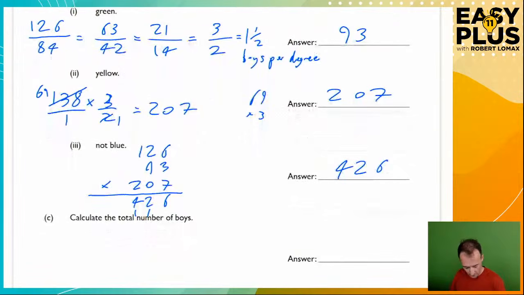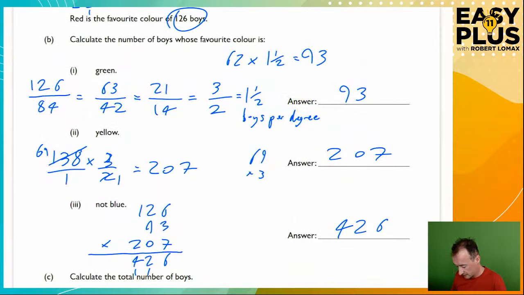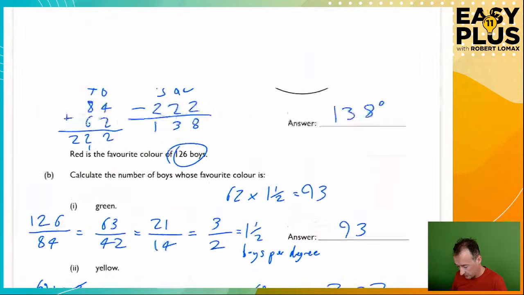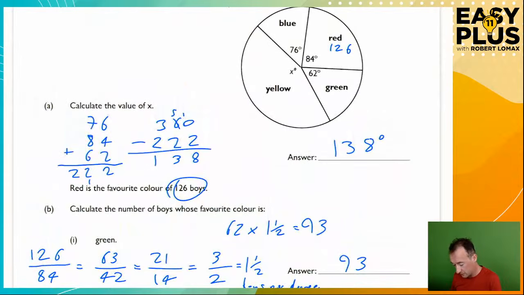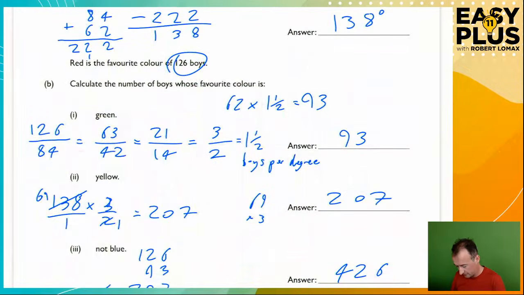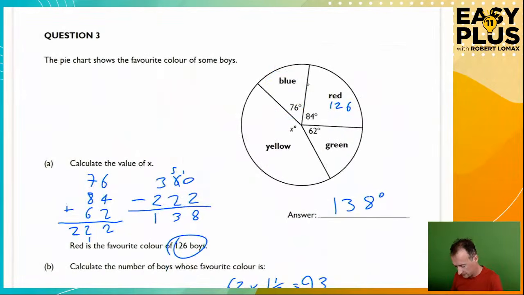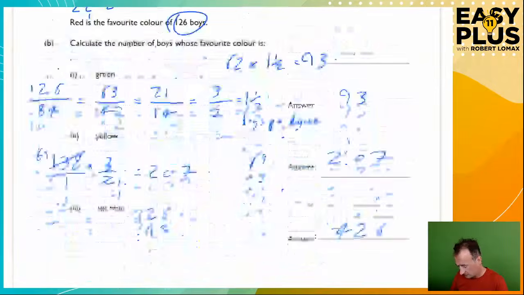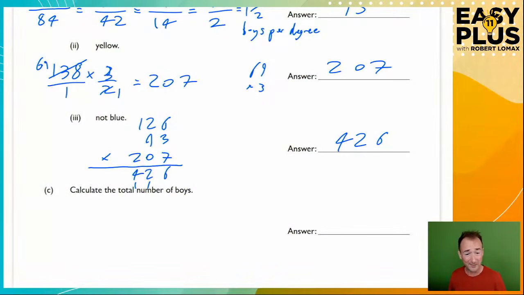Calculate the total number of boys. Well, there's more than one way to do this. You have the total number who chose non-blue colours. You could calculate the number for blue, 76 times 1.5, and add them together. That would work fine. I'm sure that makes sense. It's quite simple. There's another way to do it though, which I think is a little bit more elegant.